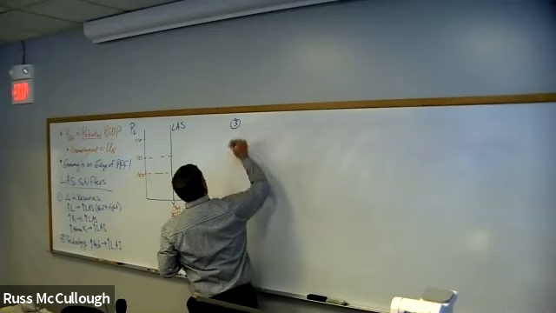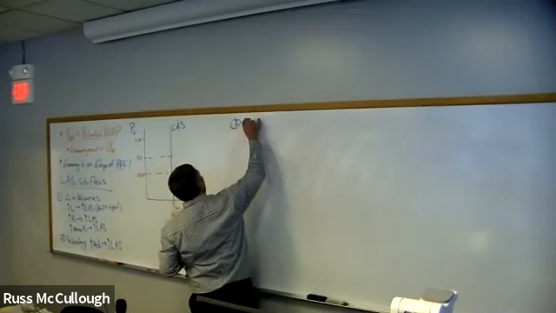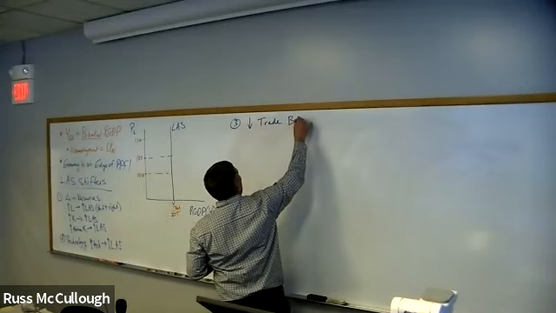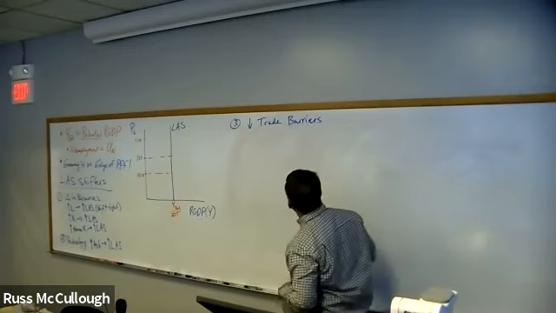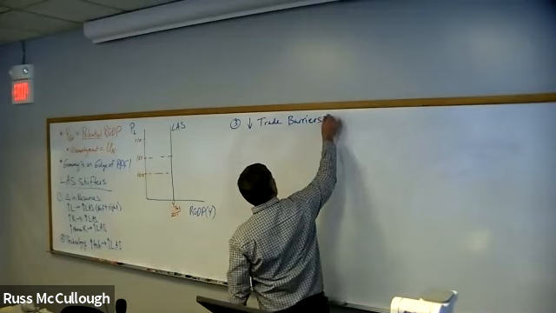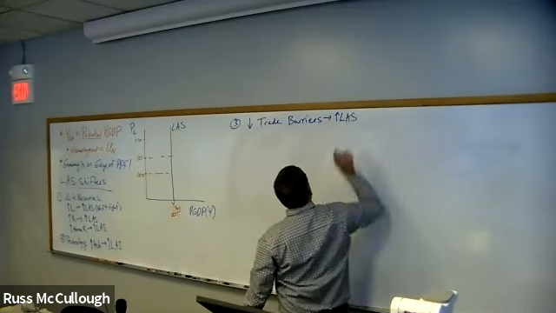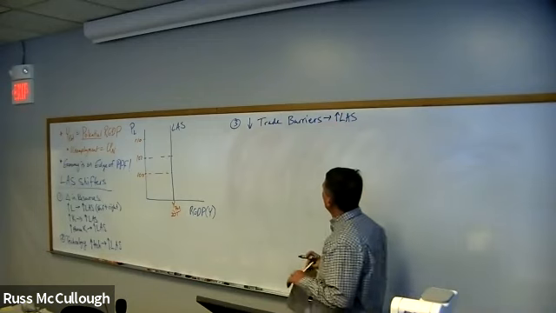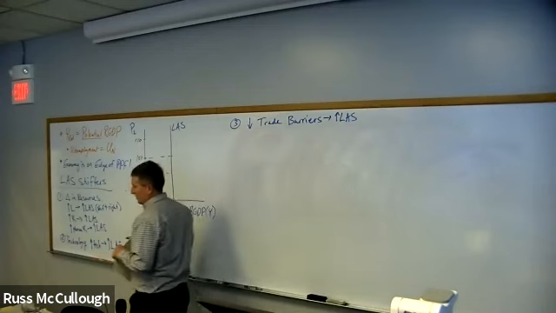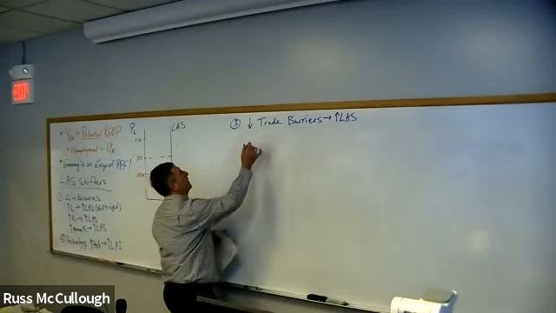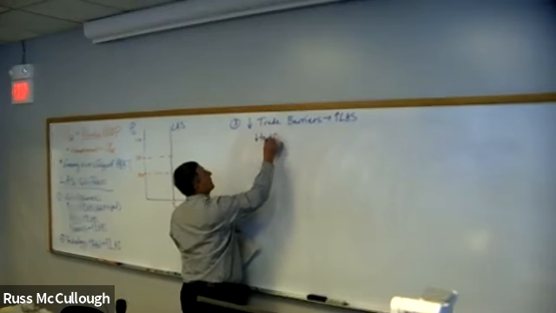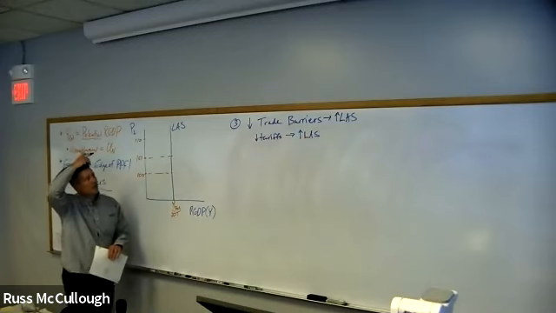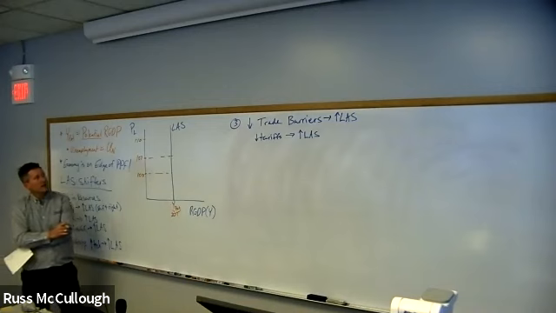So number 3, let's put a reduction in trade barriers leads to an increase in long-run aggregate supply. That would be like tariffs, for example. A decrease in tariffs leads to an increase in long-run aggregate supply. The country changes their tariff policy.